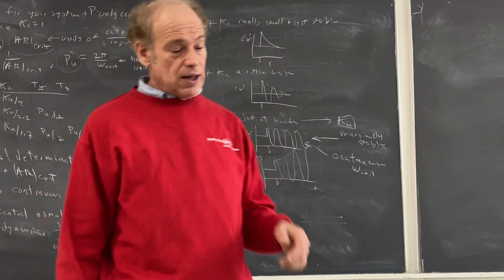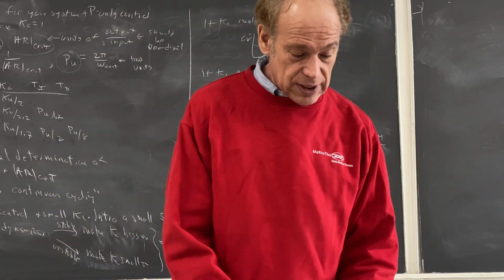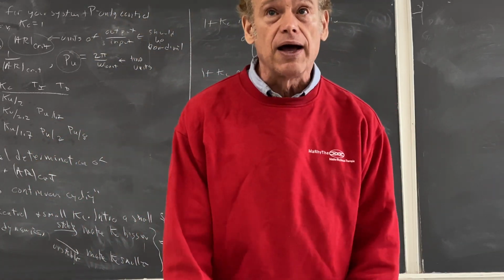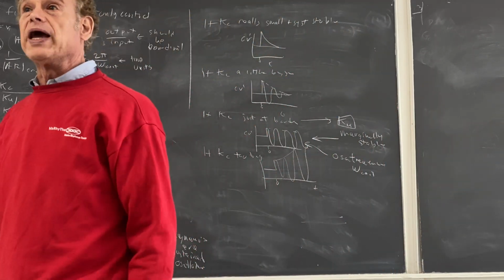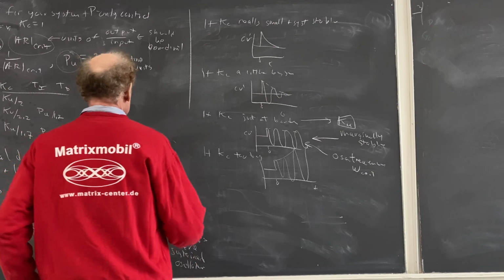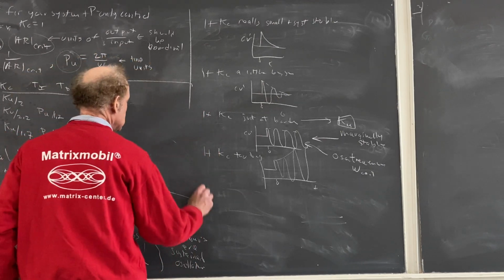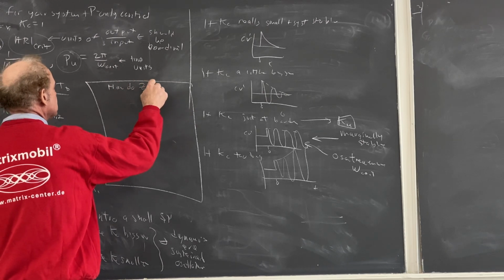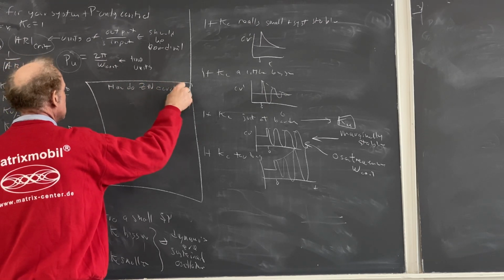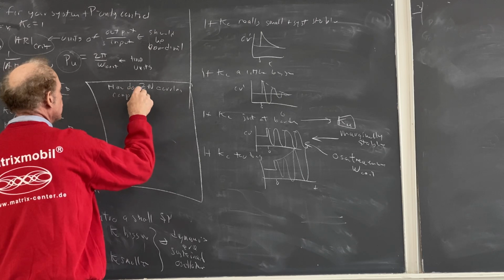Before I do an example, let's make a comment about how these correlations compare with the correlations we had before. So how do the Ziegler-Nichols correlations compare with the earlier correlations?